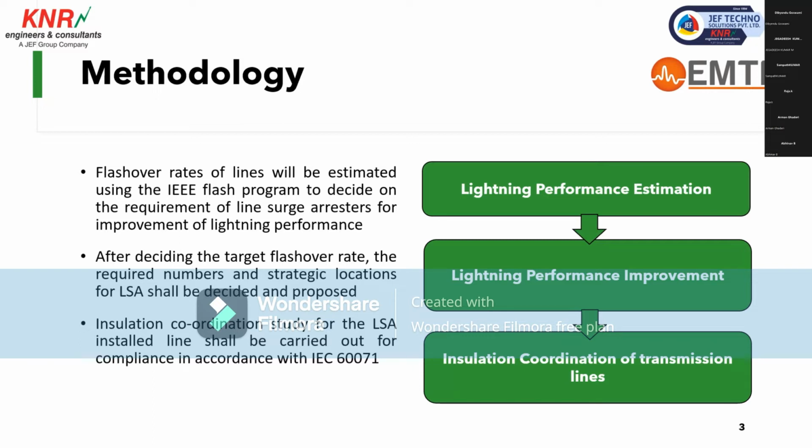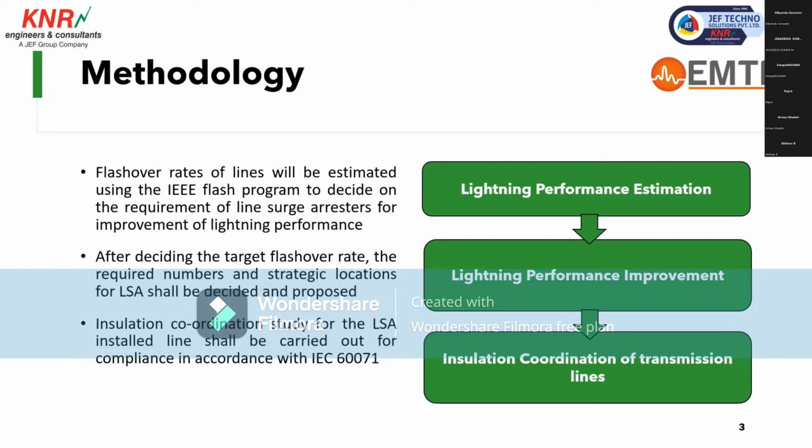So what is line flashover rate? Line flashover rate is nothing but a benchmark value of the line performance. It is the number of flashovers per kilometer per year. It has been dictated in the standard IEEE 1243, and it's being implemented using IEEE Flash program. So using the IEEE Flash program, we'll be able to find the flashover rate of the line.